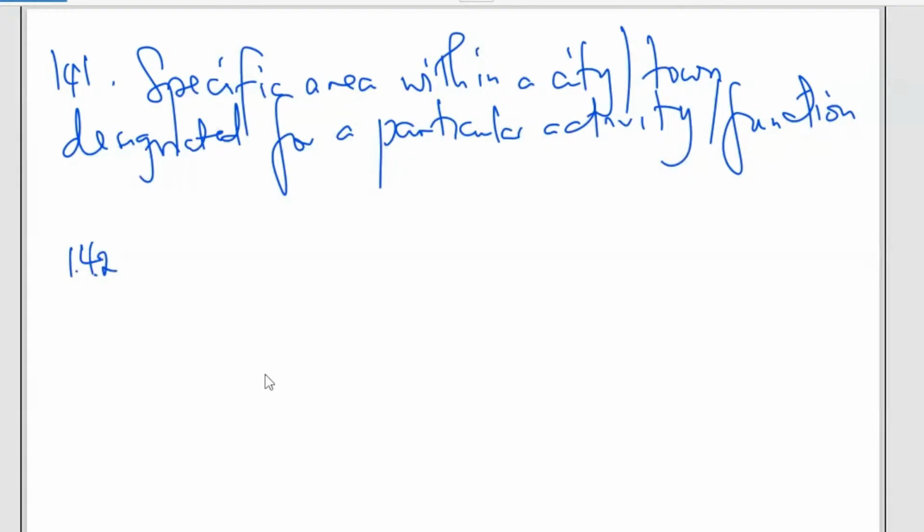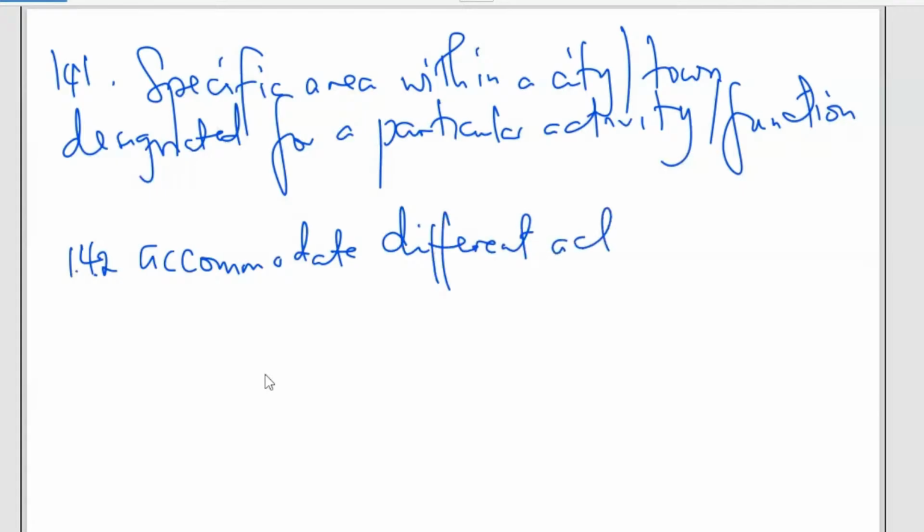We can say to accommodate different activities. In an urban area, there are supposed to be different activities that must happen. So we cannot have one land use zone because there are different activities that are supposed to be undertaken. We need space for residential areas. We need space for industries. We need space for the green belts. All those functions need to be accommodated in the same urban area. So for that reason, we end up having different land use zones.